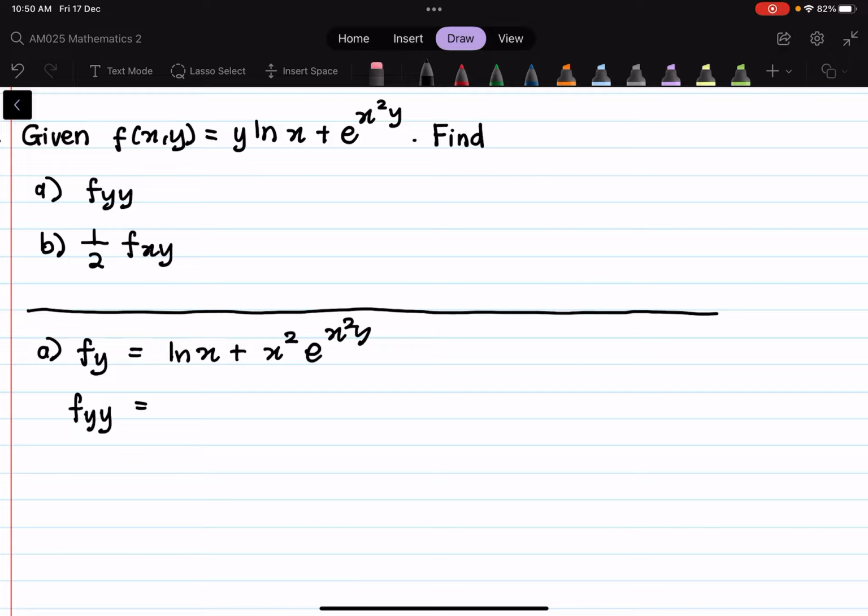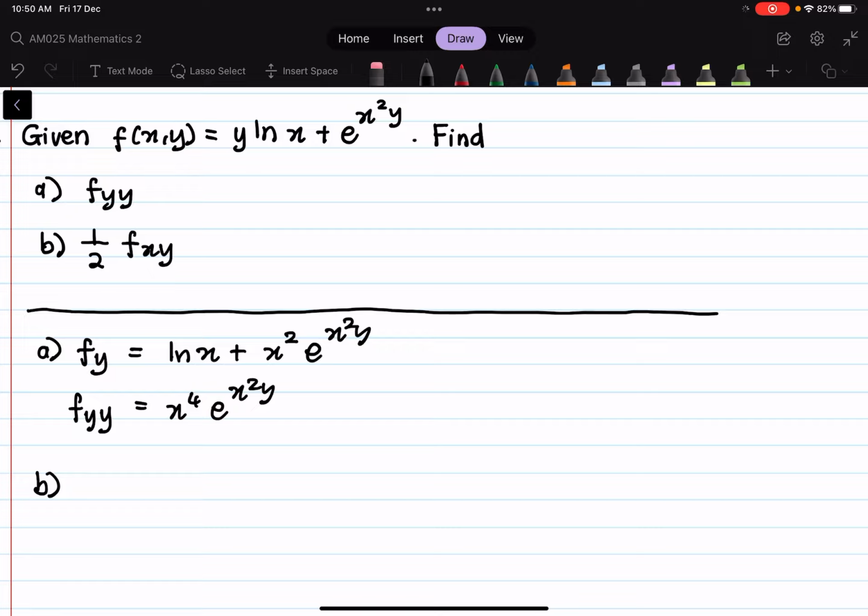For f sub yy, differentiate ln x with respect to y is 0. Differentiate x squared e to the power x squared y with respect to y, we're going to get x to the power of 4 because we already have x squared here. If we differentiate e to the power x squared y with respect to y, we're going to get x squared. This x squared will times with this x squared, we're going to get x to the power 4 and copy down e to the power x squared y. So that is for f sub yy.